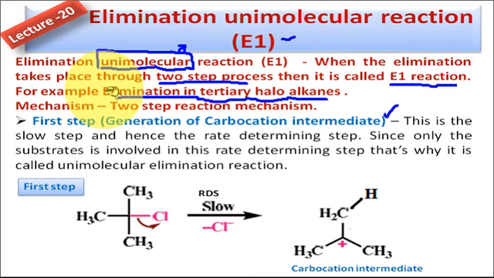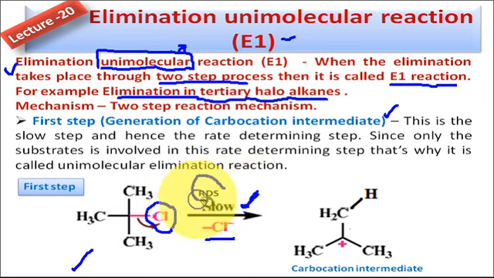So, as we have discussed just now, the E1 reactions take place in a two-step process. The first step is the generation of the carbocation intermediate. This is the tertiary butyl chloride. In the first step, this chloride is removed as Cl minus. This is the slow step. Since this is the slow step, it is called the rate determining step. Due to the removal of the Cl minus, formation of the carbocation intermediate takes place.